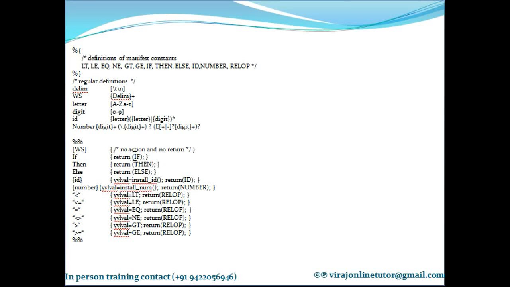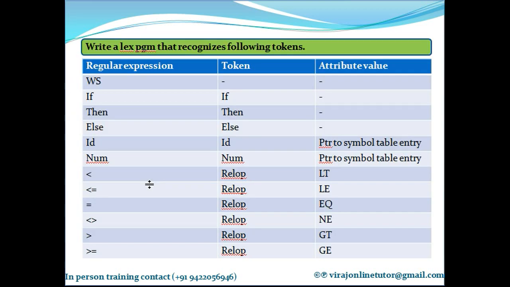If "if" is found, then return IF as a token. If "then" is found, then return THEN. If "else" is found, return ELSE. Now all this capitalized stuff is the manifest constants. Those are actual tokens, which we had seen in the table. So all these are tokens, right? Your lexical program needs to identify these tokens. That's why these are the ones which you need to return.